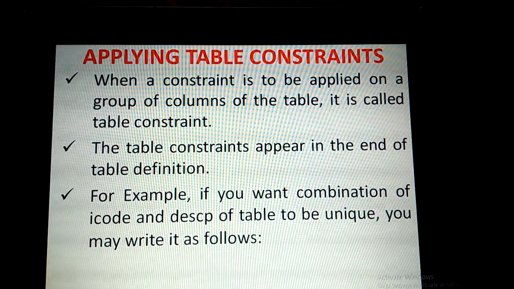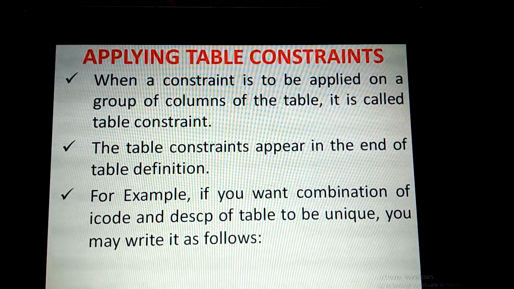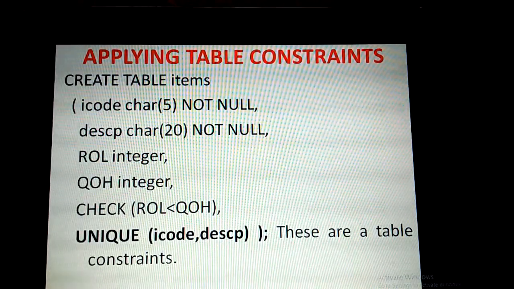If you want the combination of ICODE and DESCP of the table to be unique, these two column names or field names should have a unique value in that table. So we take these two together and assign a unique constraint. That is going to be considered a table constraint. We will see an example for that.